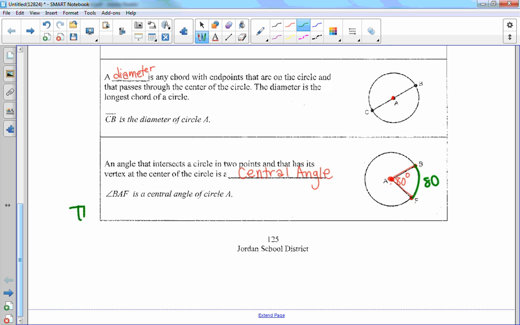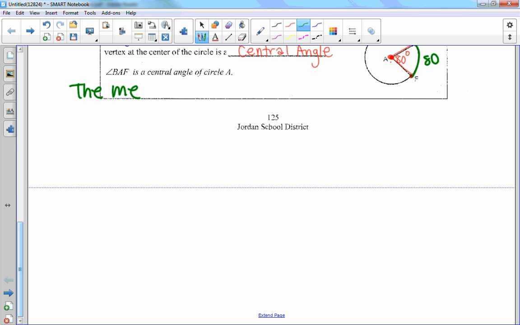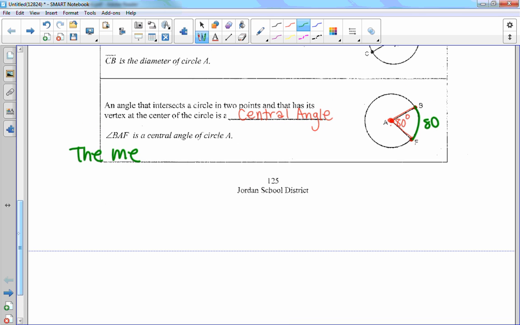So the measure, that's called the minor arc. There are two arcs. We have the short little green one. We have the big black one on the outside. So the major arc is the big one. The minor arc is the little one.